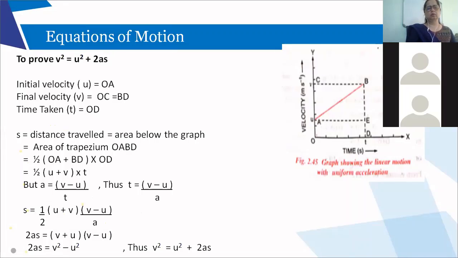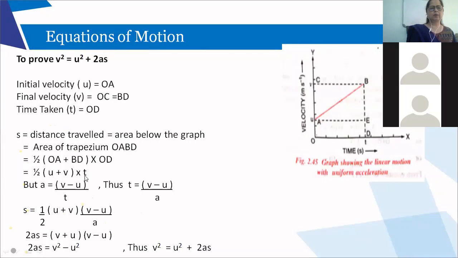So what I will do? I will use this formula of acceleration. I have given you the formula in the first session itself. Acceleration equal to V minus U upon T, right? So I take T on the left hand side. So T equal to V minus U upon A. So I've got the formula of T, V minus U upon A. What do I do? Here, over here, instead of this T, I will put this formula V minus U upon A.